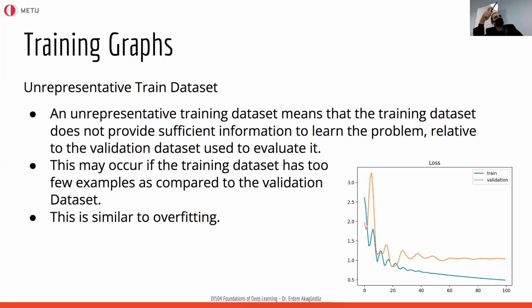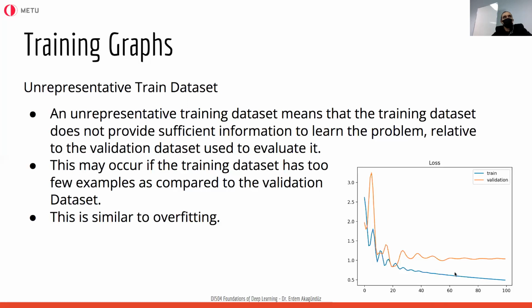It means that the training set does not provide sufficient information to learn the problem relative to the validation data set used to evaluate it. So if it cannot learn, it cannot evaluate the validation set. This may occur if the training set has too few examples compared to the validation data set. So there's an unbalance in your sets. This is similar to overfitting because when you do not have representative data for the problem, your model is going to learn that training set anyway, but it will be learning something else, not your problem. And if the training set does not represent the problem, the results that you will get from the validation set will be different. And that will create a result like overfitting.